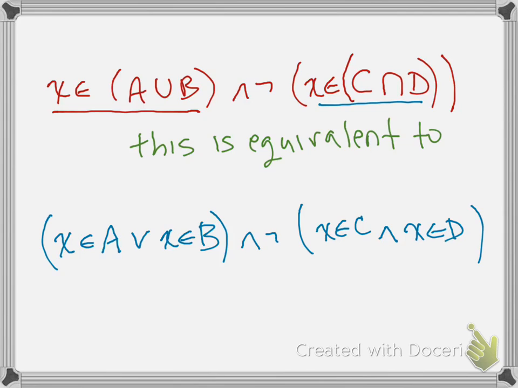I just wanted to pause and observe that. Notice up here, between sets A and B we have union, because union takes two sets as input. Whereas down below we have the logical operator or. Or goes between sentences. This is a sentence, X is an element of A. This is a sentence, X is an element of B.